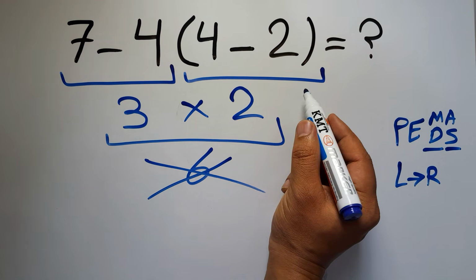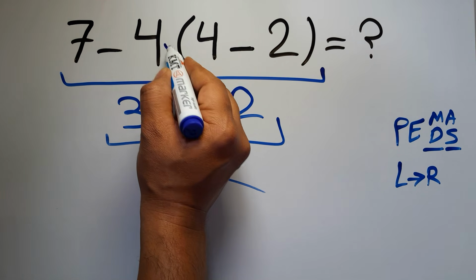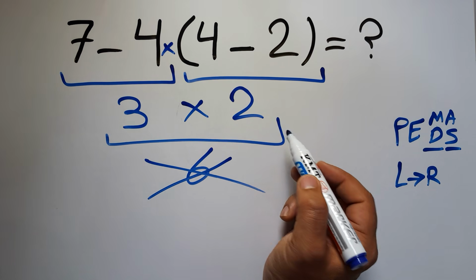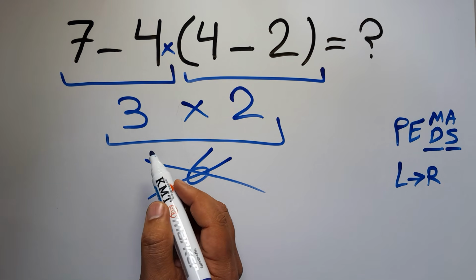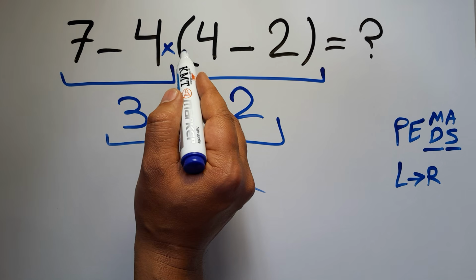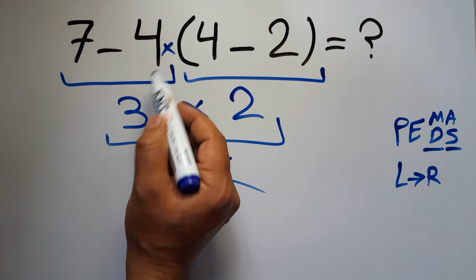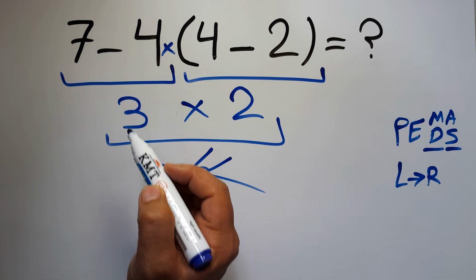In this expression, we have one subtraction, one multiplication, and one parenthesis. Inside this parenthesis, we have one subtraction. Here we have a multiplication, because in mathematics, when a number is placed next to parentheses, it means multiplication. And we usually don't write the multiplication sign for brevity.